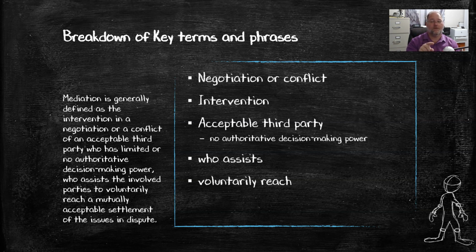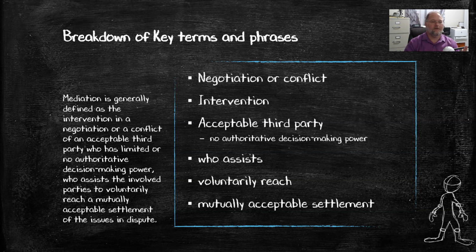And then voluntarily reach. Again, I cannot force you as a mediator to come to a decision. This is something you have to work out on your own as a party, as a group, and then you guys have to voluntarily reach that decision, and it's an agreement that everybody agrees to. You cannot force an agreement on somebody else. If you come in and say, here's what we're going to do, and then you make them sign it, that's not mediation, that's something completely different.